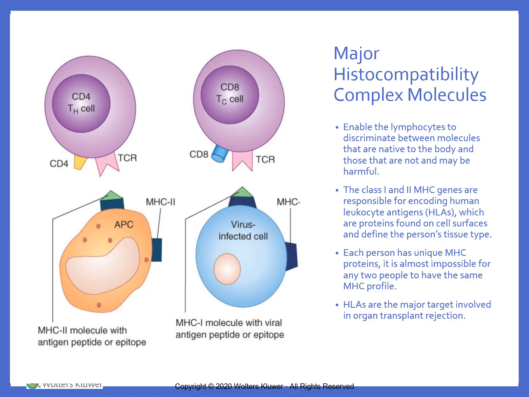So the class 1 and 2 MHC genes also encode proteins that play an important role in antigen presentation. So what happens is protein fragments from inside the cells are displayed by the MHC complexes on the cell surface. And this allows the immune system to differentiate between the body's own tissues and foreign substances. So cells which present unfamiliar peptide fragments on the cell surface are then attacked and destroyed by the B and T lymphocytes.